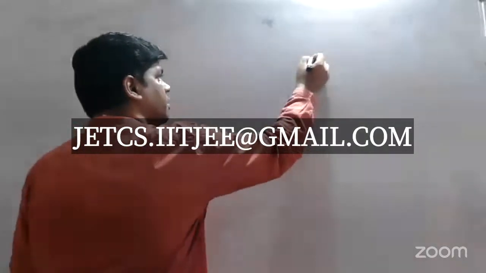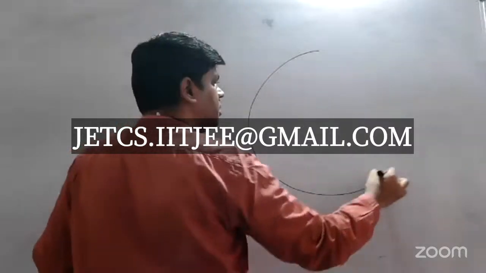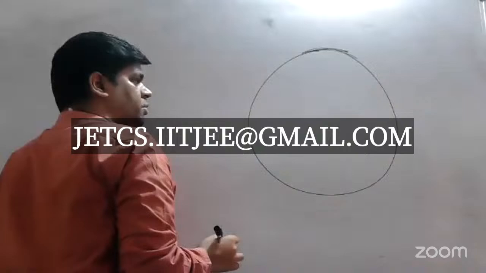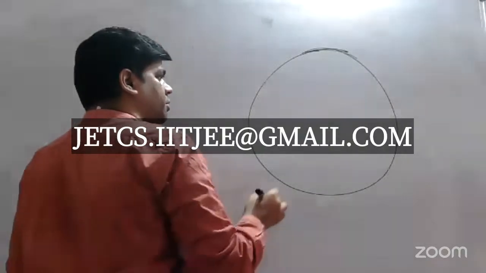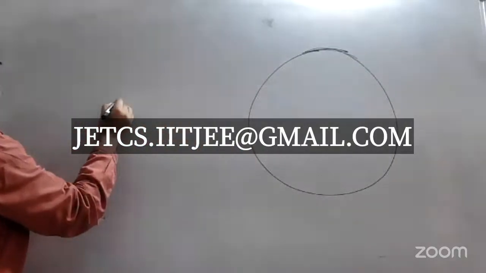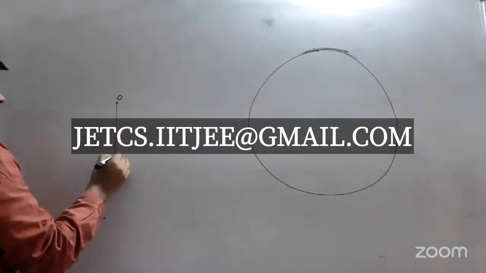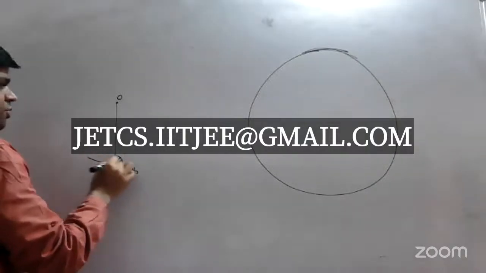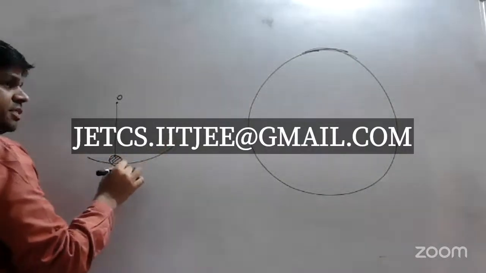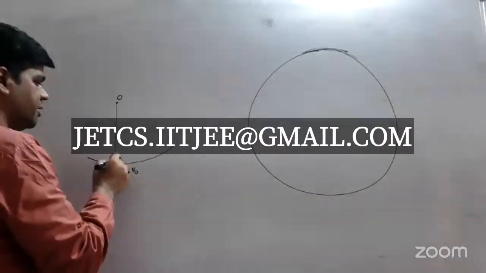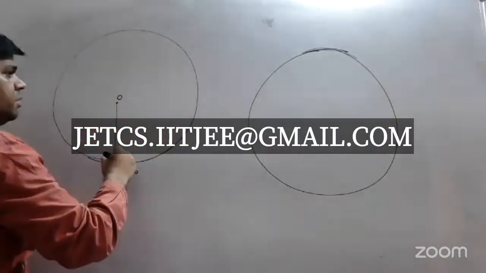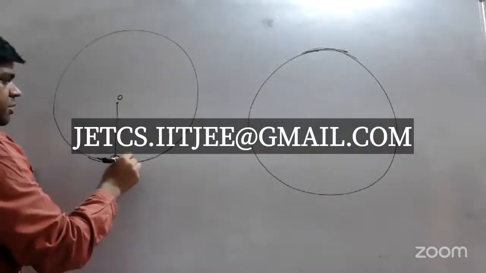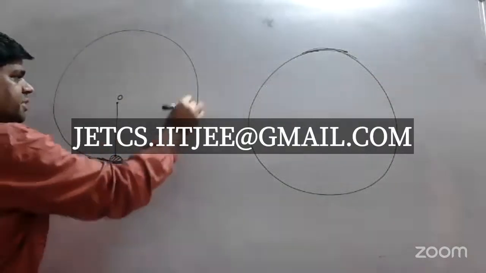A particle is attached to a string, and the string is fixed here at point O. A bob is attached to the string, and this is given a certain velocity V naught. So this will go like this. If V naught is sufficiently high, you might have experienced that this will go in a complete circle, like this. But if V naught is very low, it will just oscillate like this. But for some values of V naught, it may reach this point.